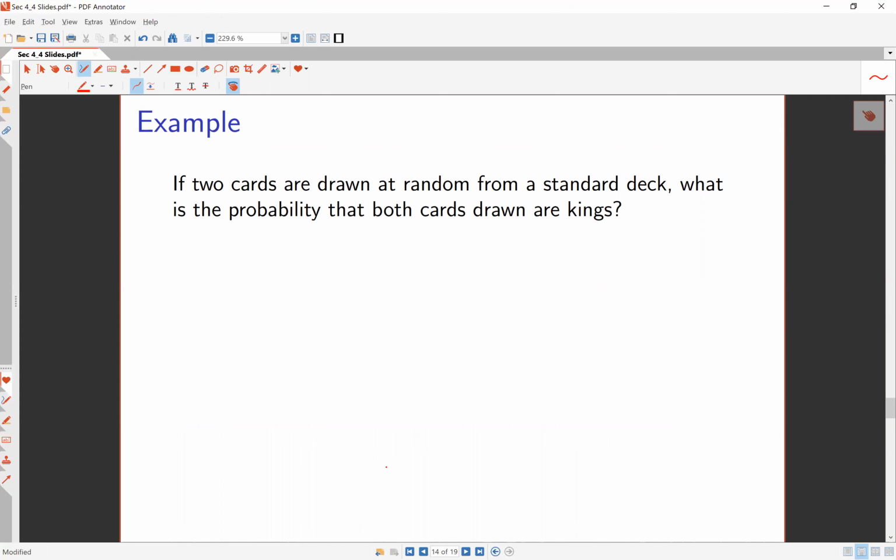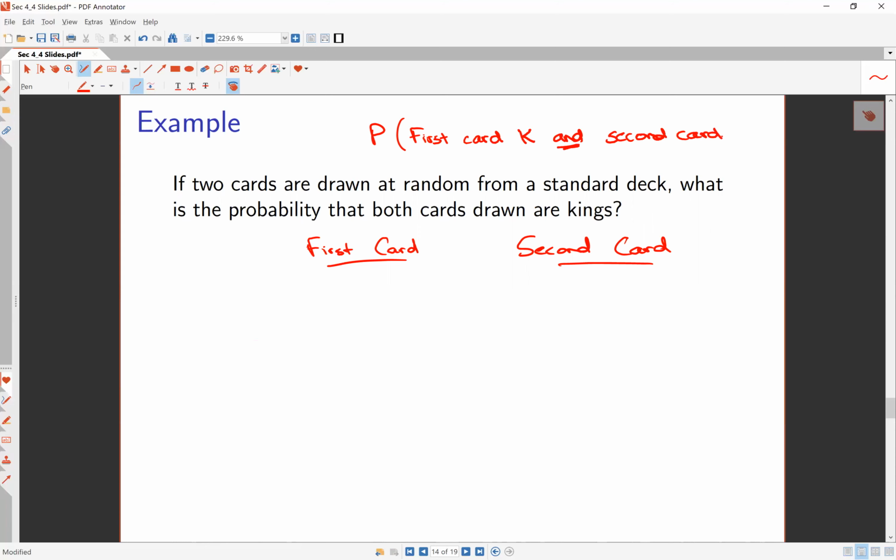For example, say I'm drawing two cards from a deck. There's going to be a first card that I draw, and then there's going to be a second card that I draw, right? So first card, second card. I want to know what the probability is that both cards are kings, which I can express as the first card is a king and the second card is a king. So I'm trying to find the probability of an AND statement.